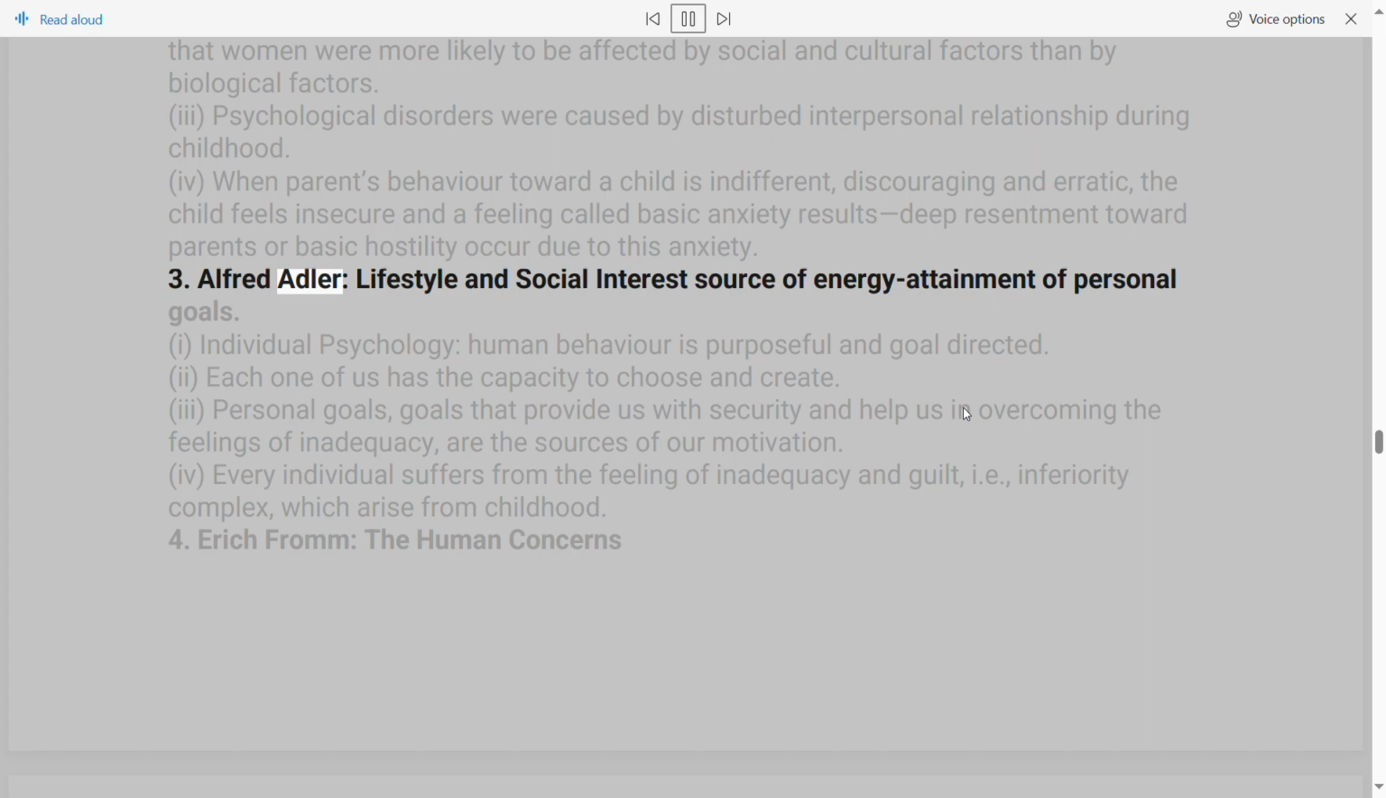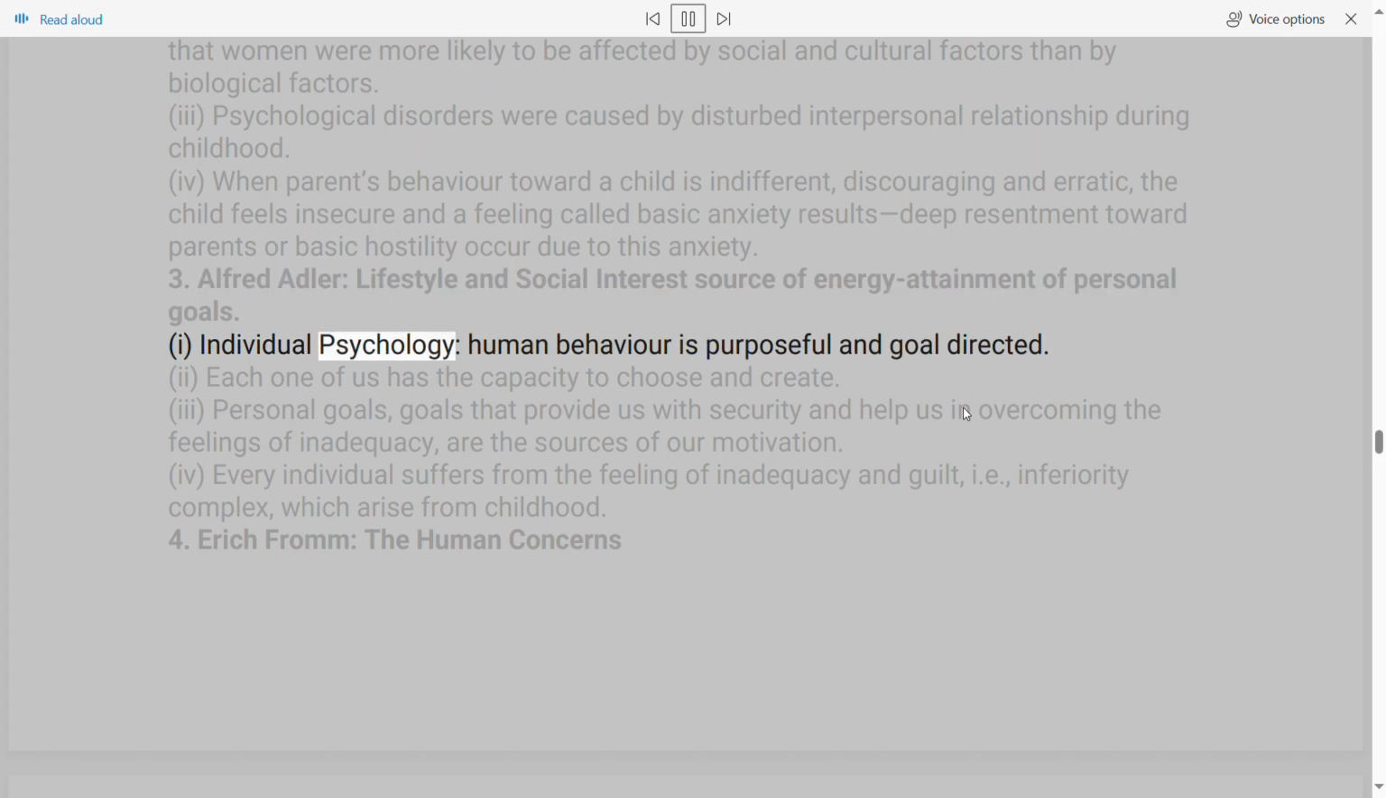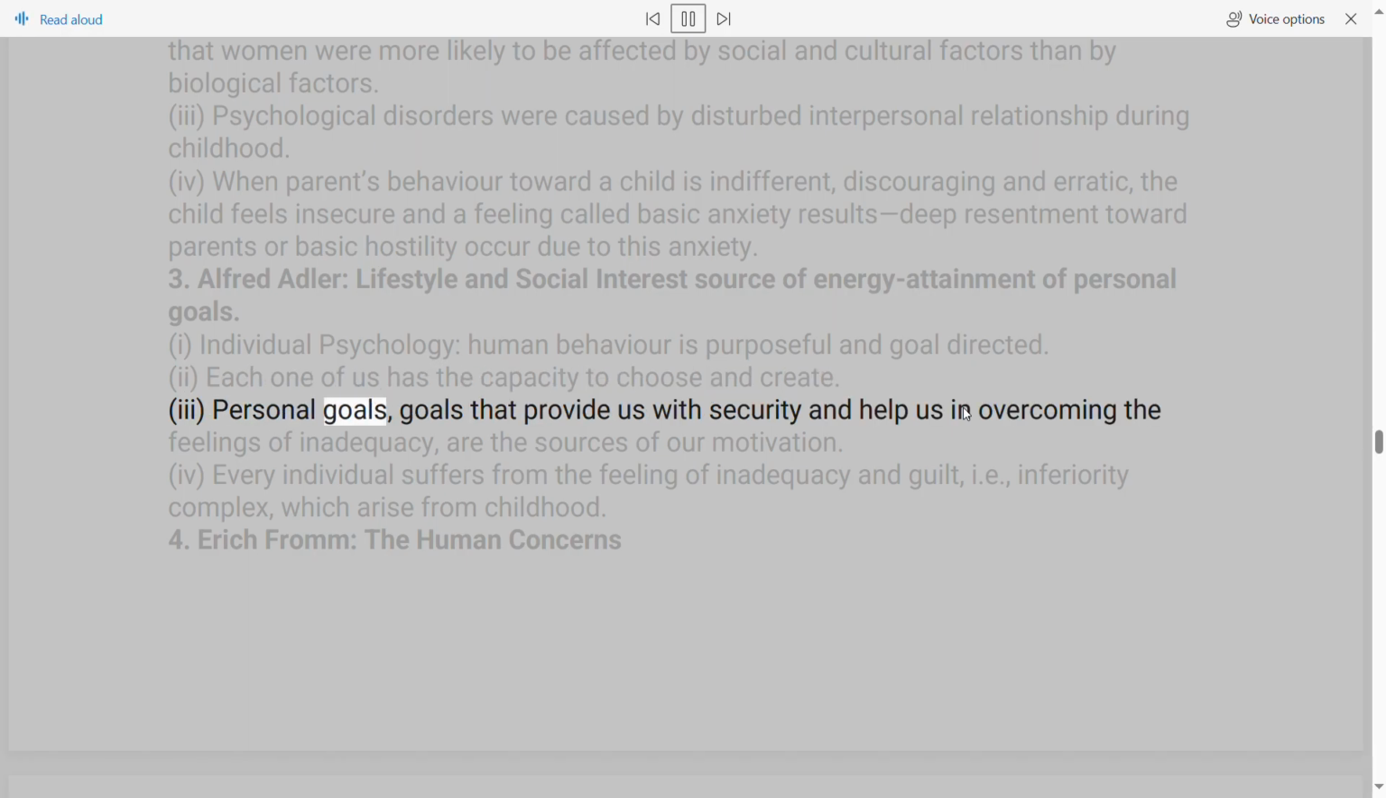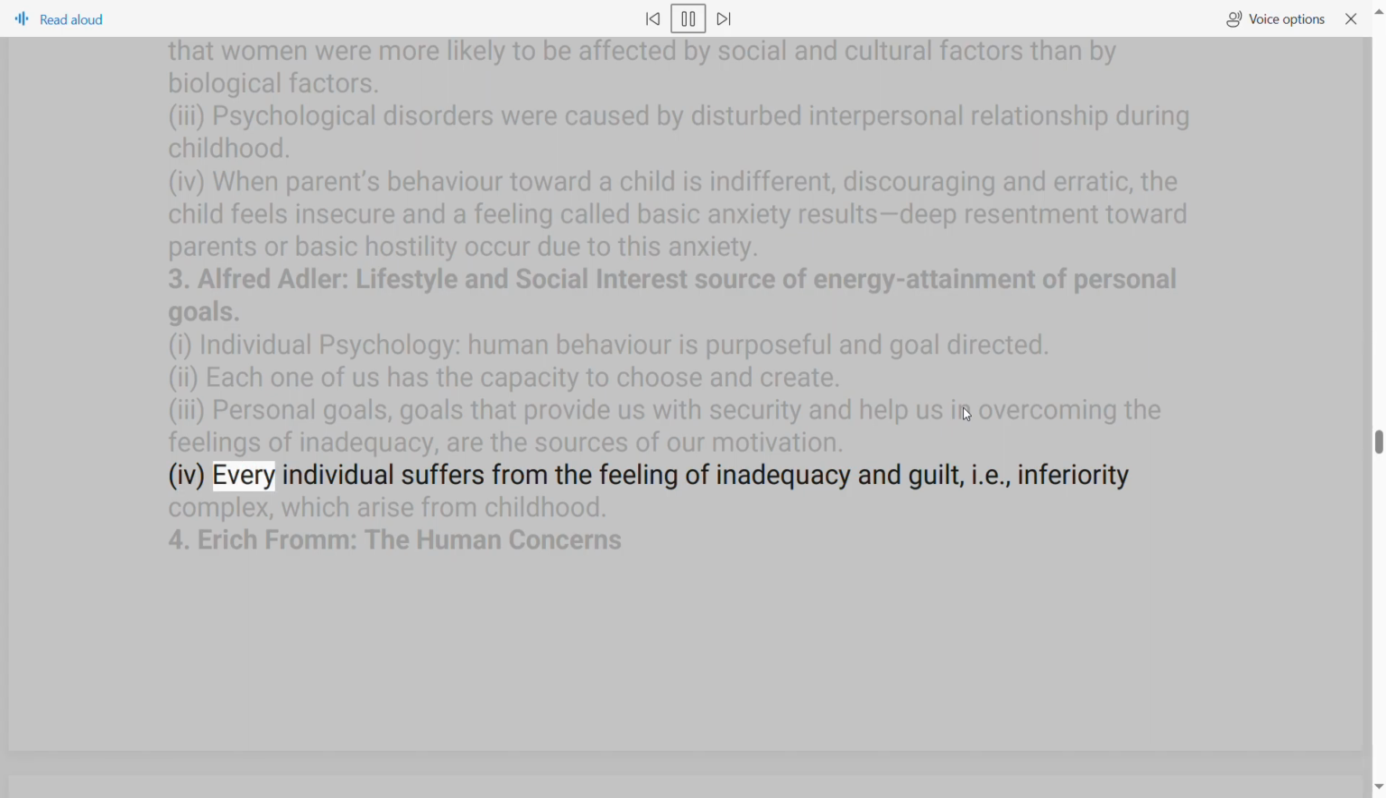3. Alfred Adler, lifestyle and social interest, source of energy, attainment of personal goals. 1. Individual psychology. Human behavior is purposeful and goal-directed. 2. Each one of us has the capacity to choose and create. 3. Personal goals: goals that provide us with security and help us in overcoming the feelings of inadequacy are the sources of our motivation. 4. Every individual suffers from the feeling of inadequacy and guilt, i.e., inferiority complex, which arises from childhood.